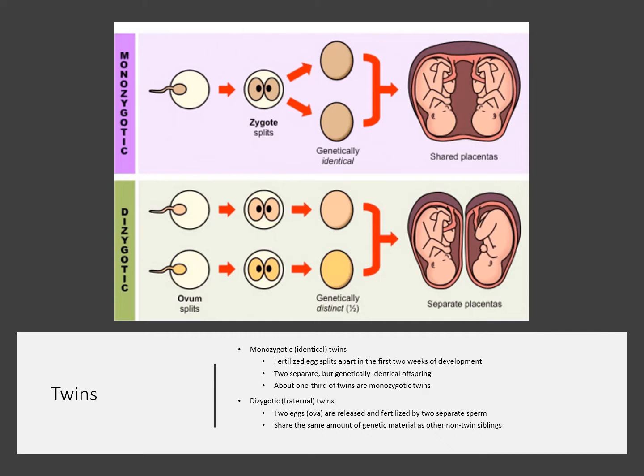So dizygotic twins, again, they share the same amount of genetic material as their non-twin siblings. So my twin boys that are almost 8, they have a sister, and she is almost 4. She'll be 4 very soon. And her genetics is, she is just as unique as my twins are from each other. So they're all just like typical siblings. The only difference, though, is that my twins had that shared prenatal environment.